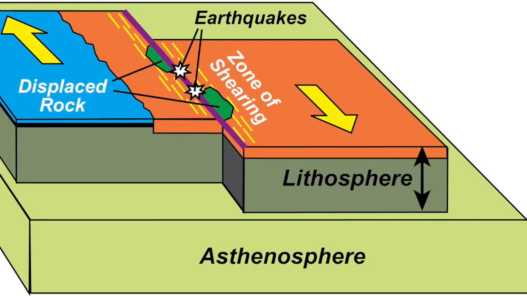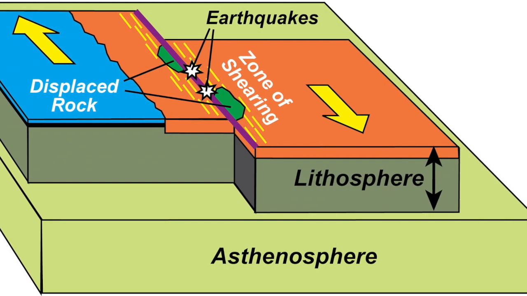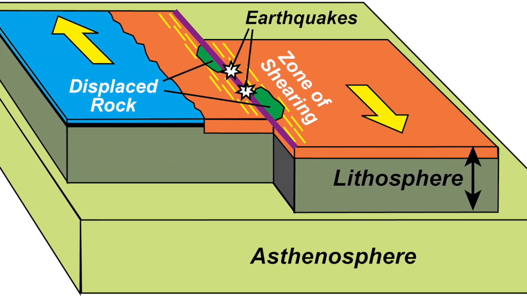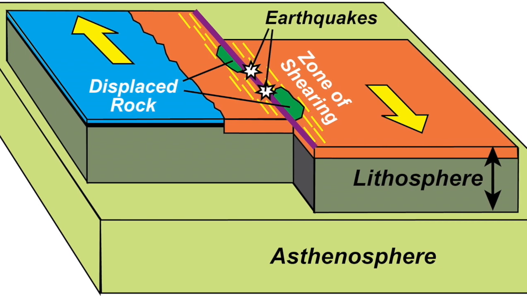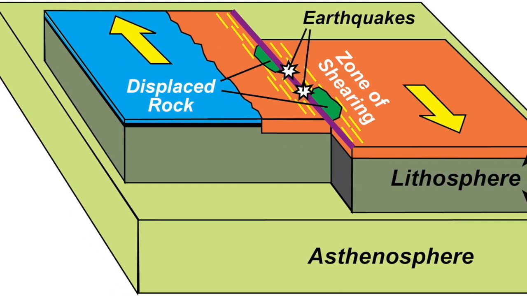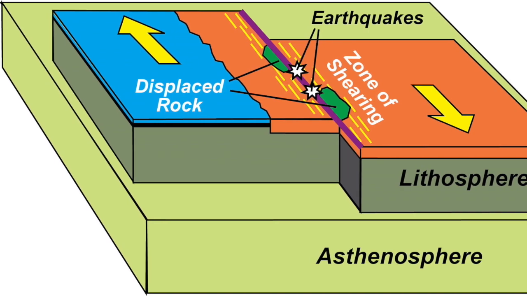And the final plate boundary is what we call transform plate boundaries. And these are where the boundaries of two plates are going parallel to each other, usually in opposite directions. And when they slide or slip past each other, that's what creates earthquakes.